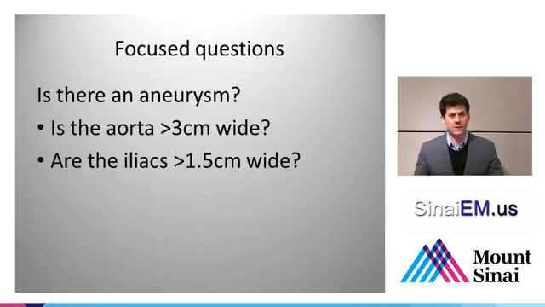So again, we led off by speaking about focused questions, and the focused questions for assessment of the abdominal aorta are: is there an aneurysm? Is the aorta greater than 3 centimeters? Are the iliac arteries greater than 1.5 centimeters?